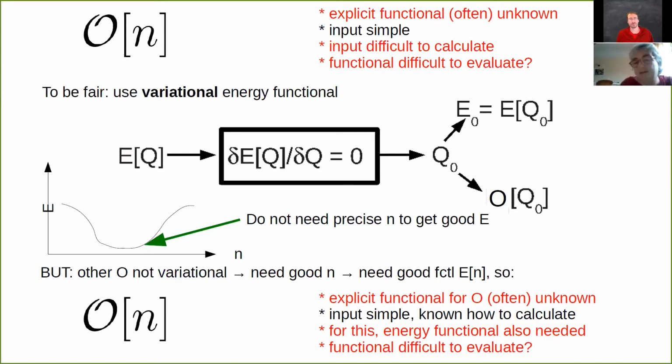So we have a little bit reformulated the problems of DFT. We still have the fact that the explicit functional for the observable is most often unknown. The input is, of course, still simple, and now we know how to calculate it. But to calculate it, we need knowledge of the energy as a functional of the density. And finally, we still don't know how difficult functionals will be to evaluate because we don't know them.